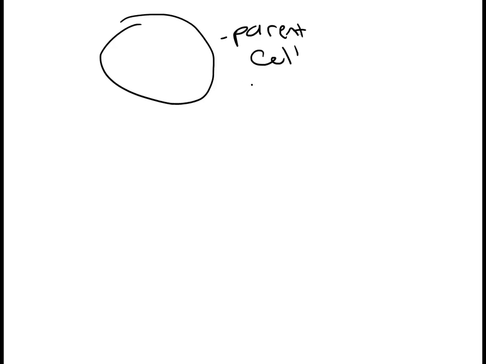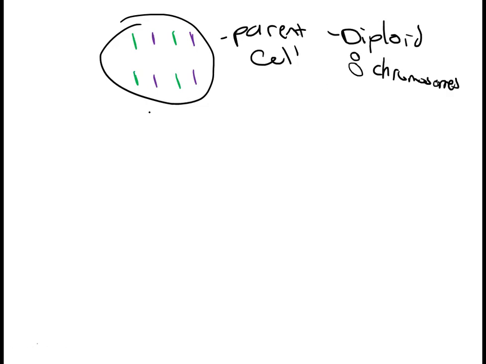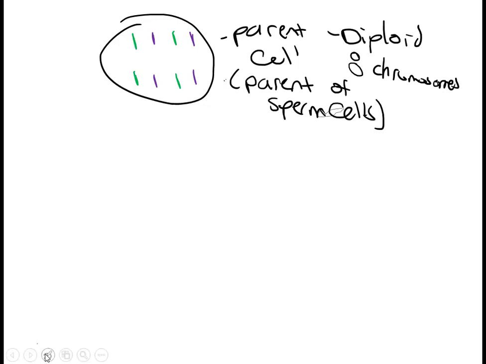So again, for meiosis, we're starting with a parent cell. This parent cell is diploid, which means if we're talking about a fruit fly, we're starting with 8 chromosomes here. Now, we'll pretend this cell is going to be turned into sperm cells. So this parent cell is the parent of future sperm. Now, the first thing that's going to happen before these cells go into meiosis is the chromosomes are going to double themselves. So it's going to look like this.